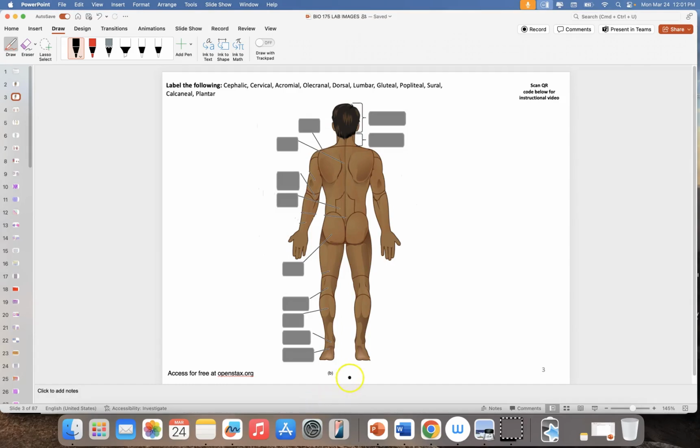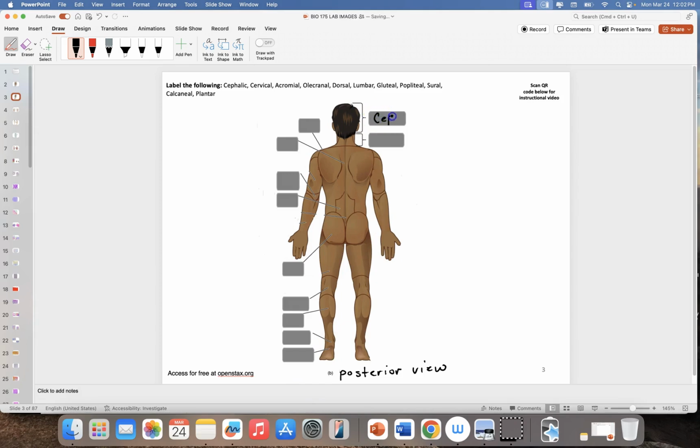We are going to continue our discussion on anatomical landmarks, and in this case, we are taking a look at a figure in posterior view. Again, this figure comes from the Anatomy and Physiology OpenStax textbook. First, we will go ahead and start with the head.